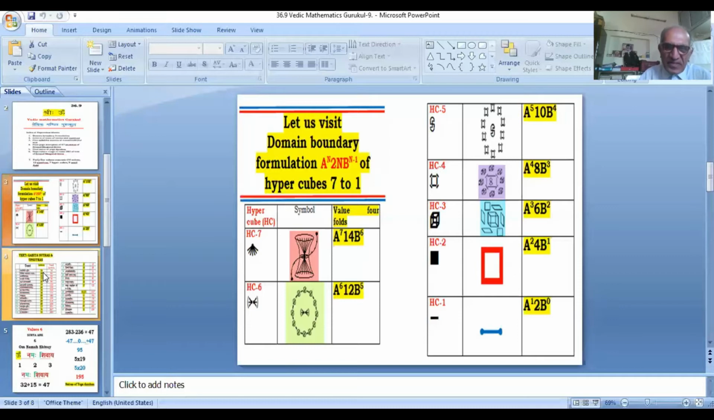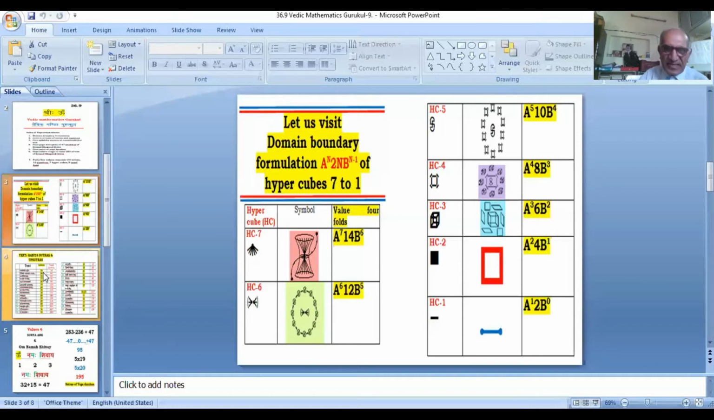Now 6 space content as well manifests within creators of space as 6 space domain enveloped within a transcendental boundary of 12 components, and ahead is the unity state of 7 space content manifesting as hypercube 7 with domain boundary formulation a raised to power 7 is to 14 b raised to power 6.